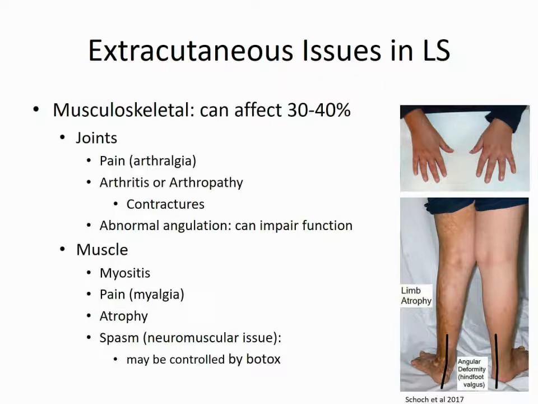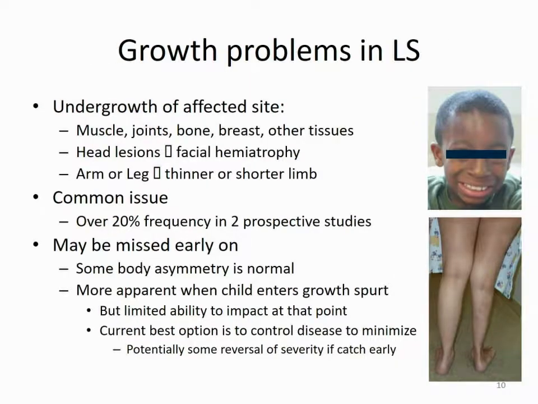There can be abnormal angulation, as you can see in the lower picture, where the child's ankle on the left is different than on the right. Muscles can also have inflammation, so you can get myositis or you can get pain, myalgia. There can be atrophy or spasm, which might be controlled by Botox.